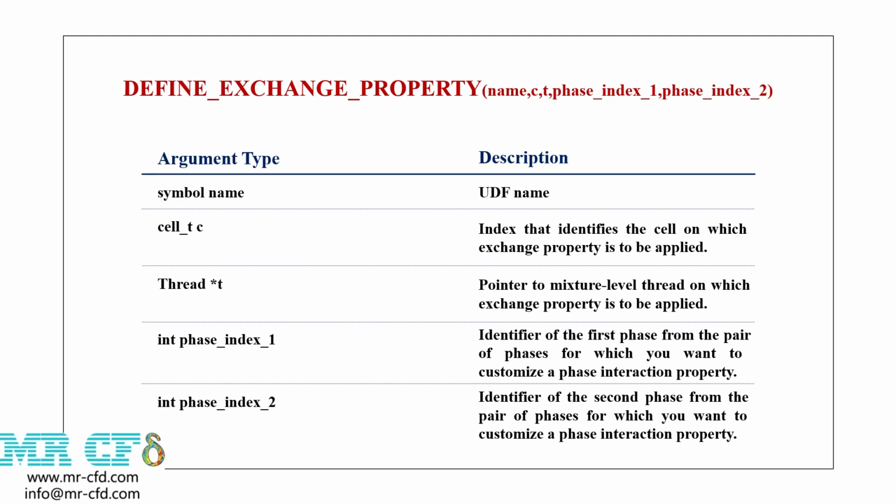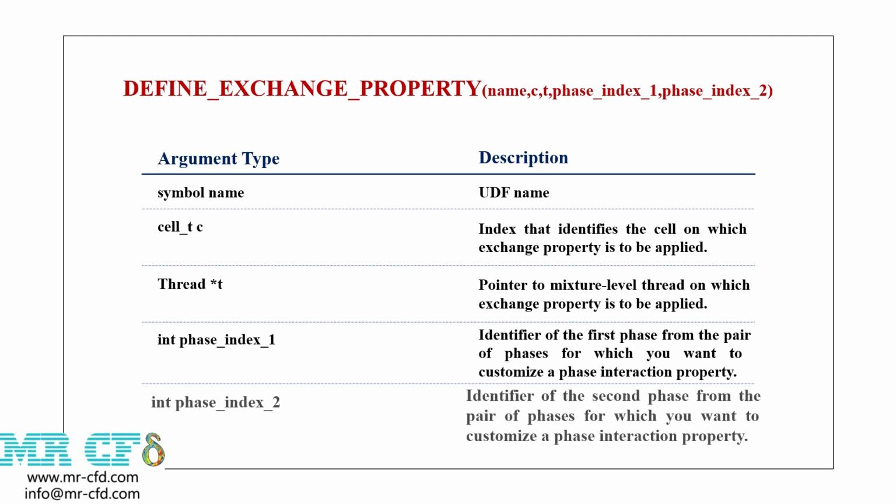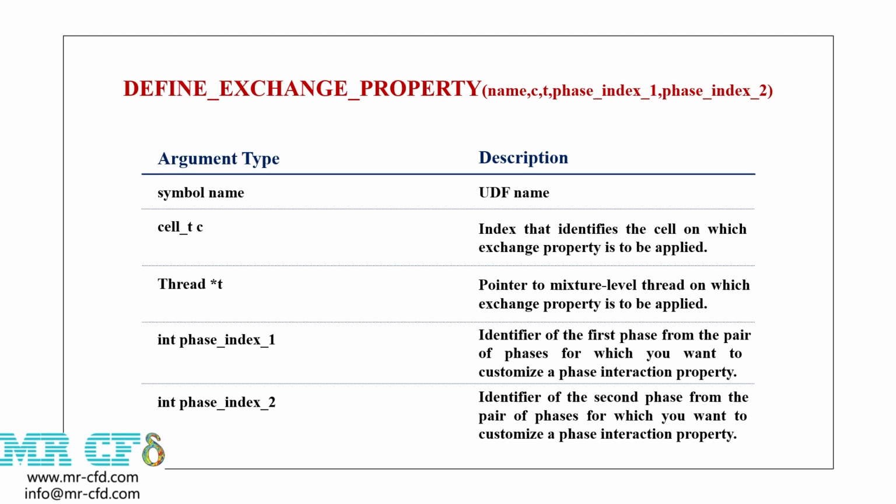These macros are also represented using several arguments. The first argument indicates the name of the desired function. The second argument is an indicator of the cell index, and the third argument points to the cell thread related to the mixed flow that the desired function should be applied to its cells. The fourth and fifth arguments respectively indicate the index of the primary and secondary phases in the desired multiphase flow. In fact, they specify the primary and secondary phase of the phase pair for which you intend to apply a phase interaction property.